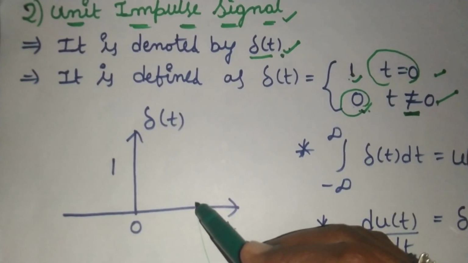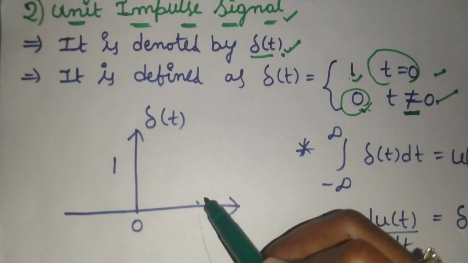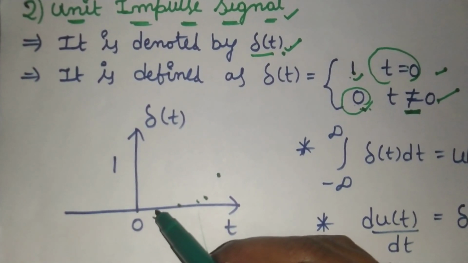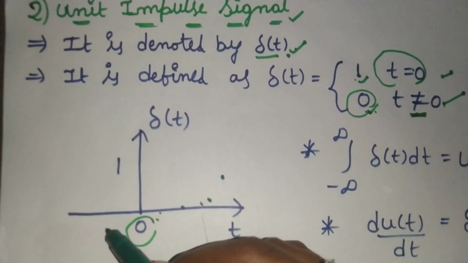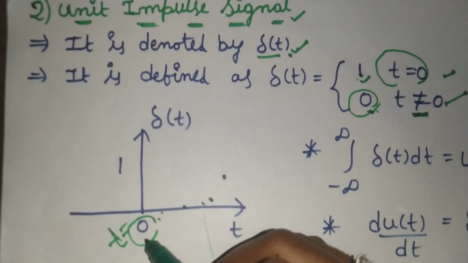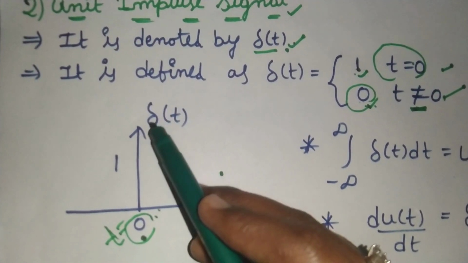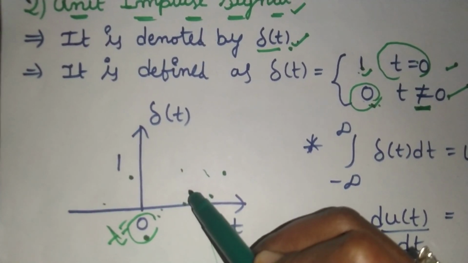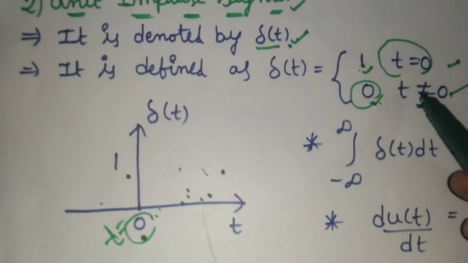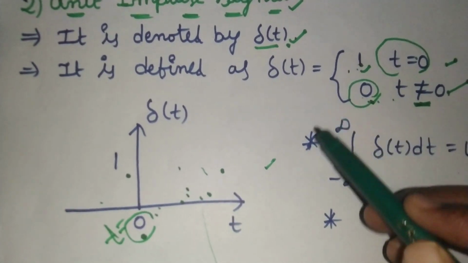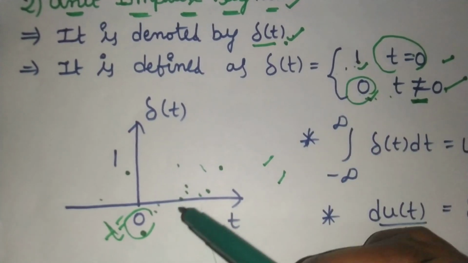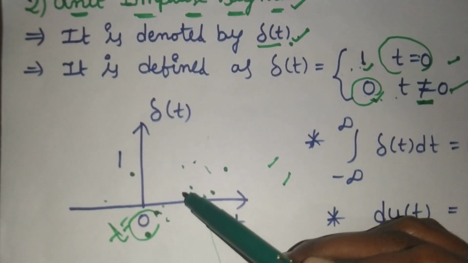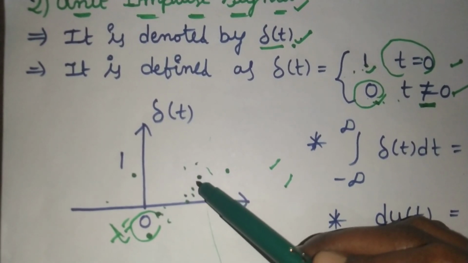This is the graph of impulse signal. In this graph, we clearly observe that when t equal to 0, the del of t value is 1. Otherwise, in all cases, the del of t value is 0. So this condition is satisfied: del of t equal to 1 only when t equal to 0, otherwise del of t equal to 0.